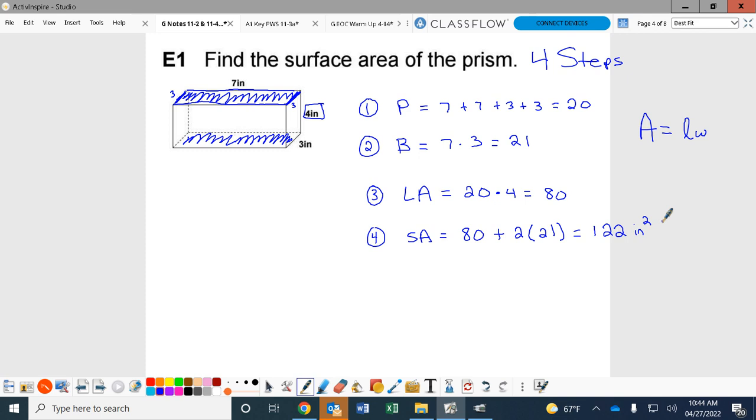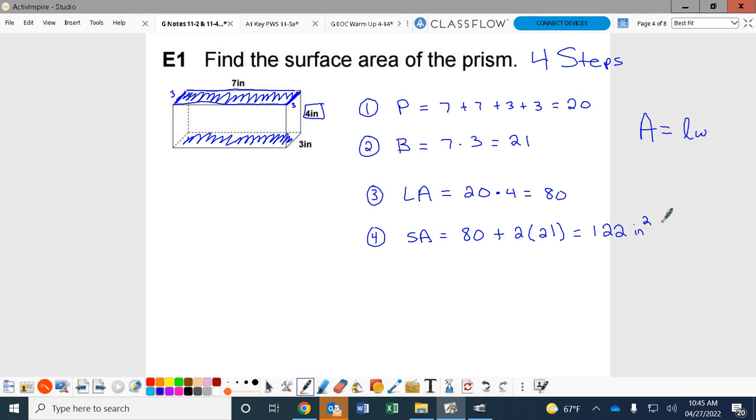There we go. Questions, concerns, anything about that 4-step process? You're welcome.